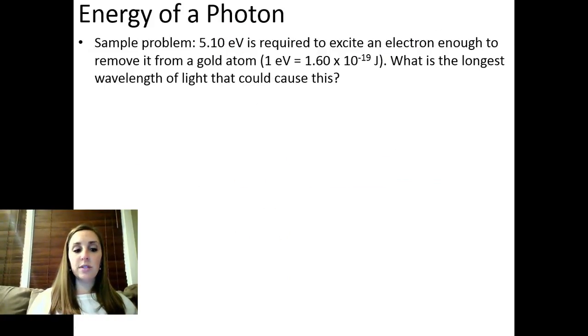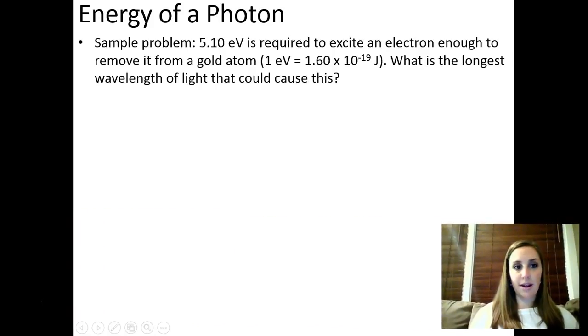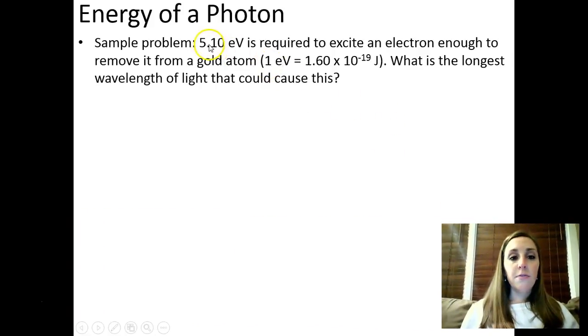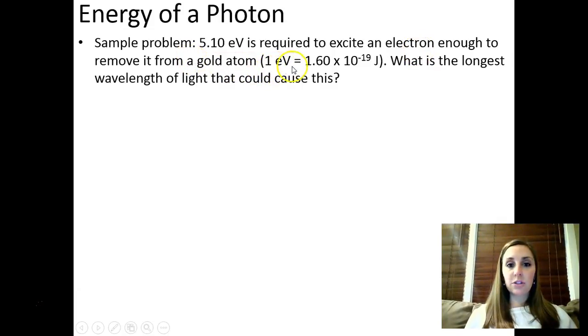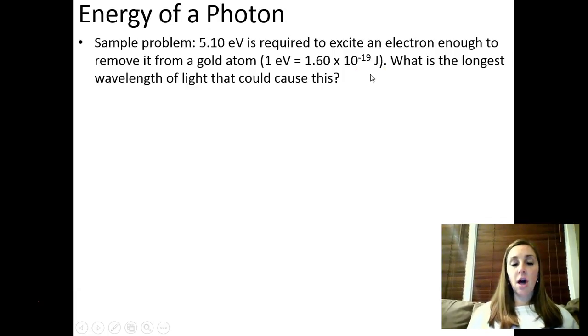And this is going to be the doozy one of the day, so get ready. 5.10 eV, those are electron volts, is required to excite an electron enough to remove it from a gold atom. 1 electron volt is equal to 1.60 times 10 to the negative 19th joules. What is the longest wavelength of light that could cause this?